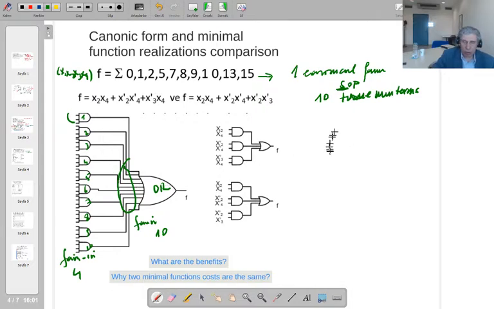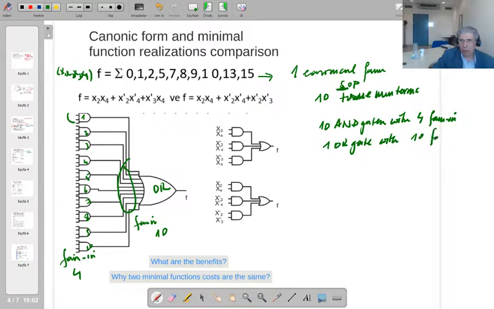So conclusion, if you use first canonical form, the design has got 10 AND gates with 4 fan-ins each, and 1 OR gate with 10 fan-in.